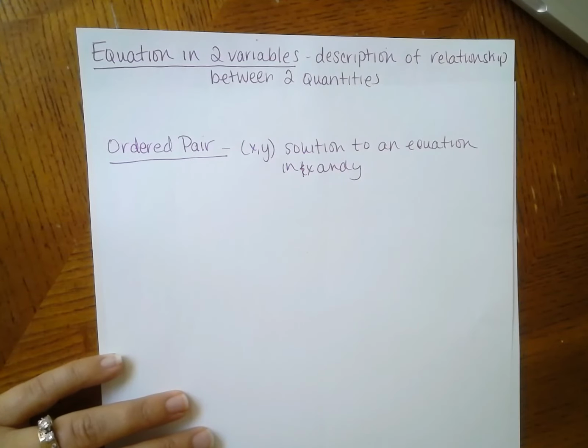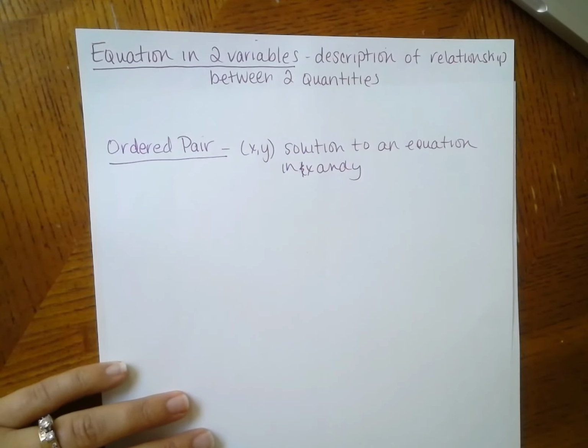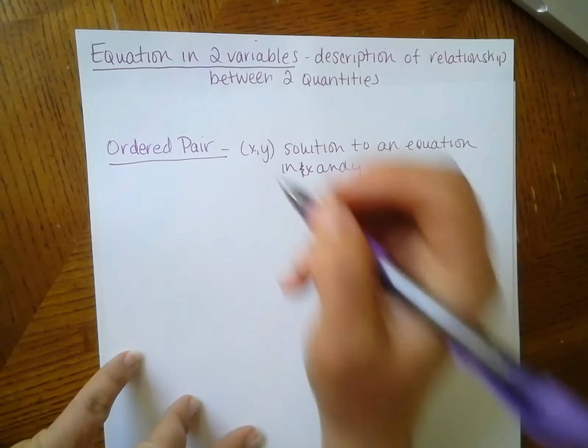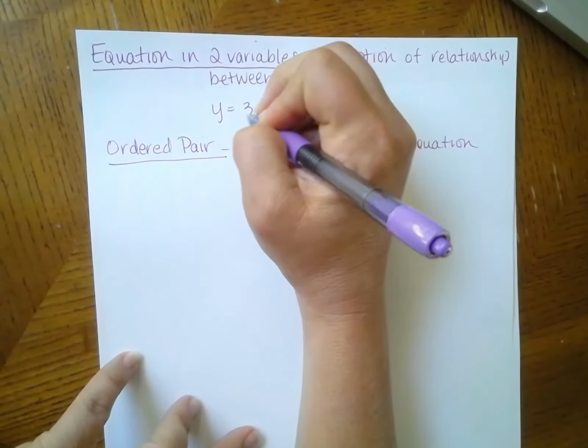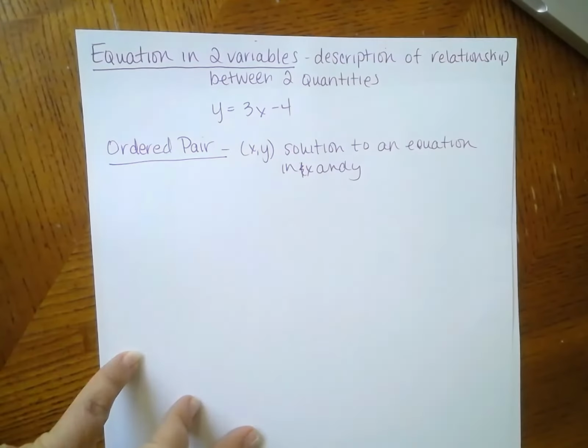Okay, so today we are talking about P3. We are going to start graphing some basic equations and how we go about doing that. First of all, let's talk about an equation in two variables. Basically, it's just a description of a relationship between two quantities. So an example of that would be y equals 3x minus 4. So this is an equation in two variables. It's a relationship between x and y.